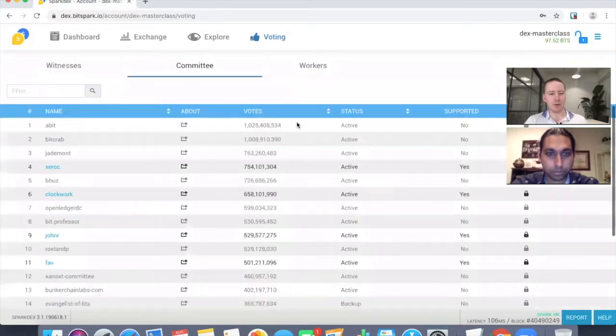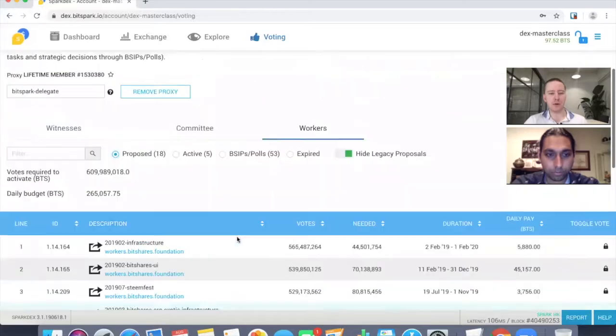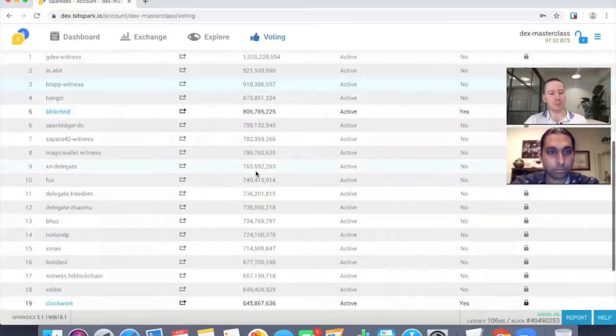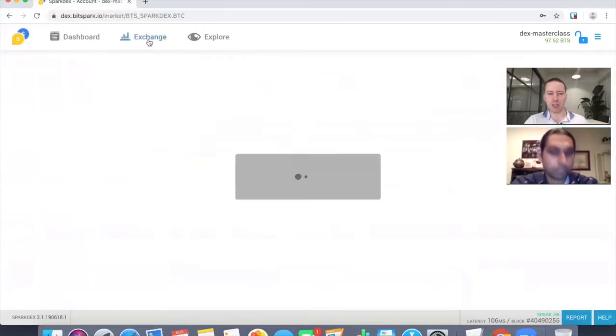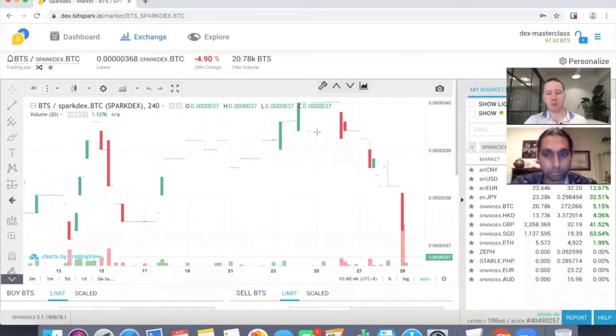And you can see I can vote for committee members. I can vote for different worker proposals, which are when people want to get paid for the blockchain to do something. There's a number here as well. Again, I can also vote for the witnesses. But I think that is a little bit beyond the scope of what we really want to show you today with the exchange. But it is there. We're going to certainly get into that at a later stage as well.